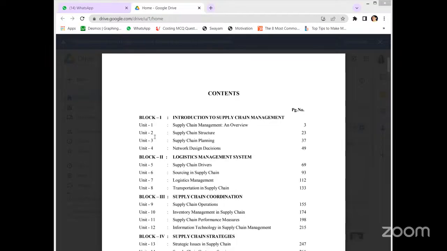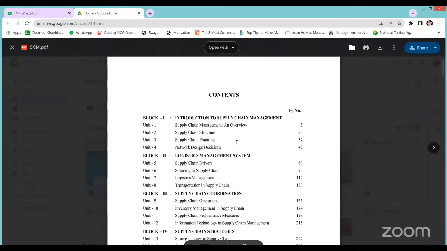This is important for anyone who wants to go into operational management, especially the supply chain line. Understanding the logistics management system is very important. That's the reason these topics are introduced in your syllabus. Let us understand them one by one in this block.